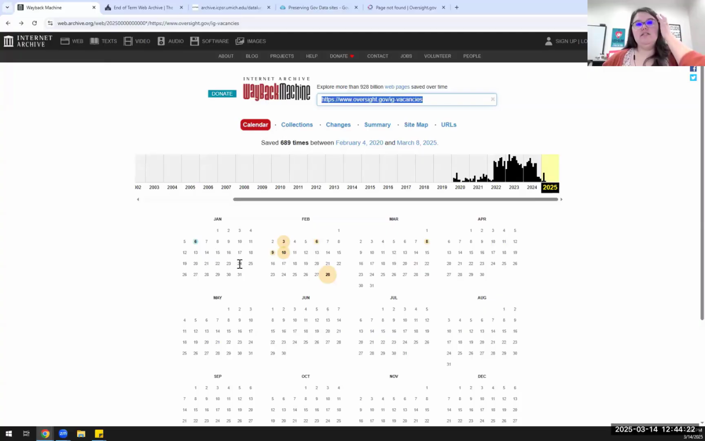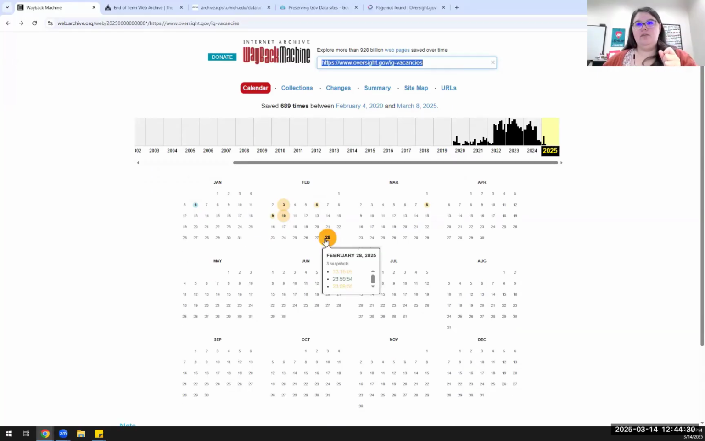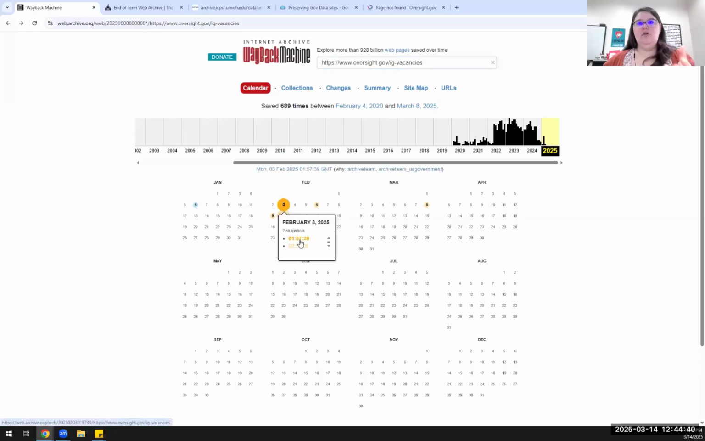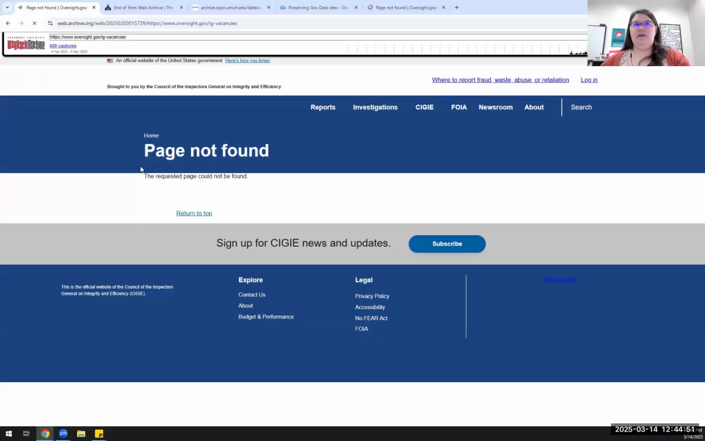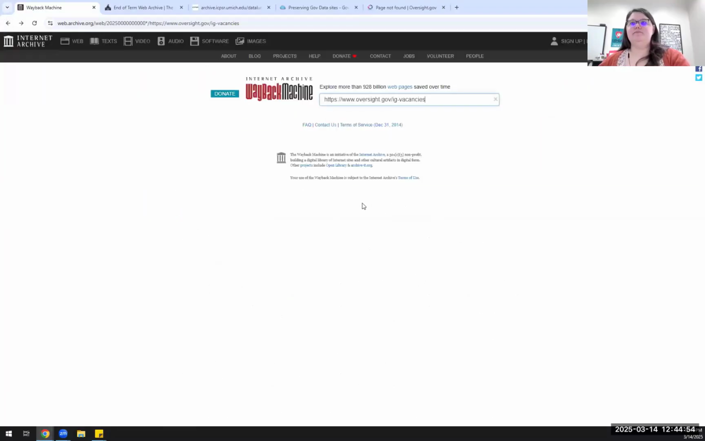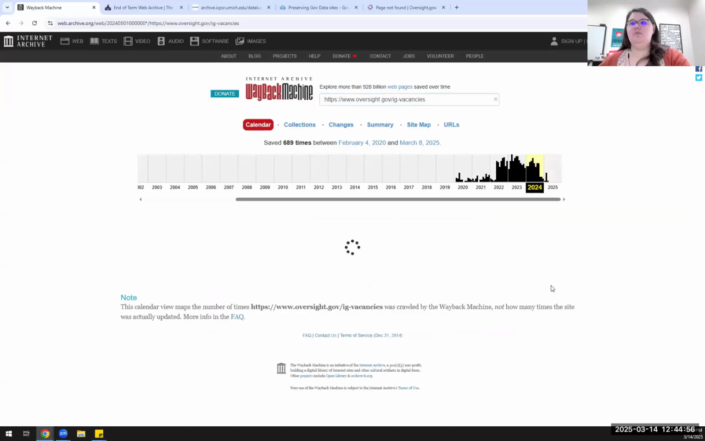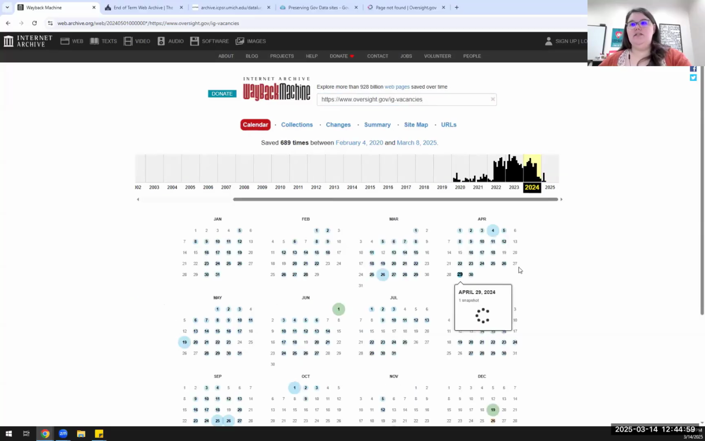The Wayback Machine tries to grab a snapshot of the different pages at a given time. And you'll notice if you hover over here, the larger the bubble is, the more snapshots they were trying to get. So it's now March 14th. Back in early February, what was the snapshot like then? It'll take a second to load here. And we've got a page not found. So I'm going to go back into 2024 and say, what was it like in December?